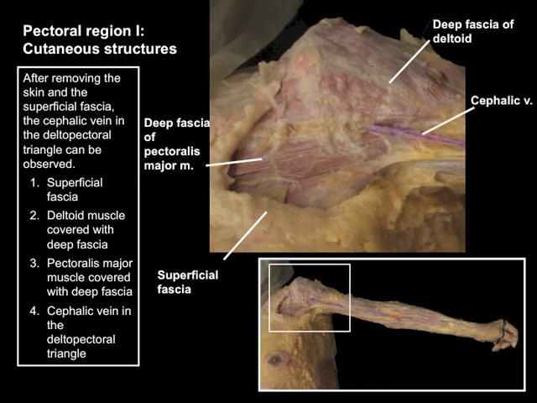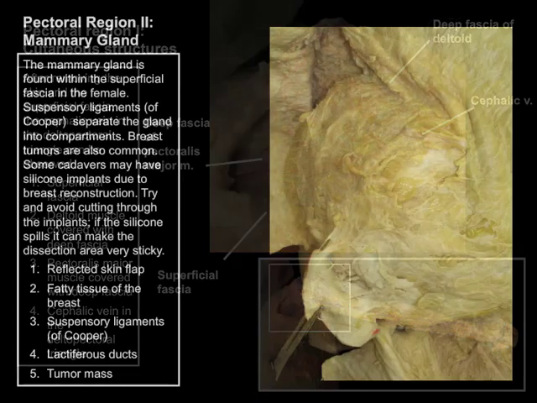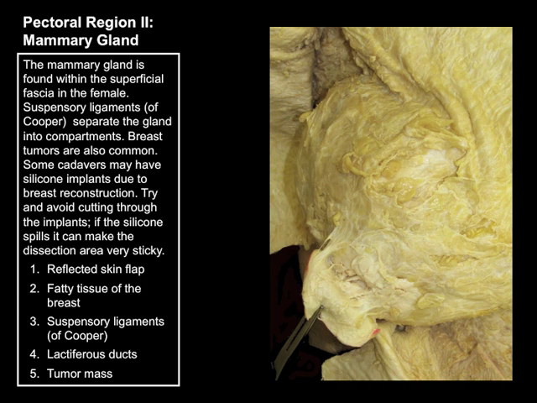If you're dissecting a female cadaver, the mammary gland will be in the way of exploring the muscles found in the pectoral region. The mammary gland needs to be removed. The mammary gland is found within the superficial fascia in the female. Suspensory ligaments of Cooper separate the gland into compartments.